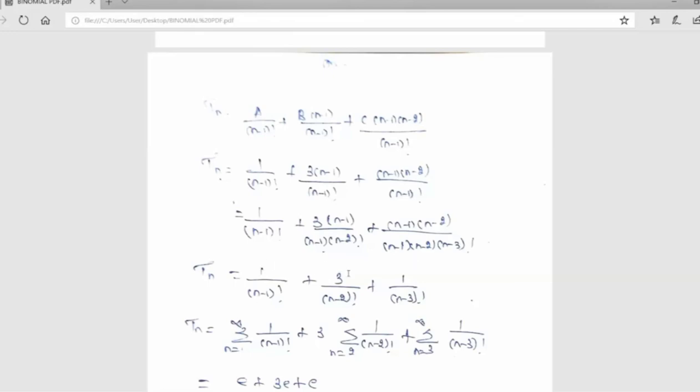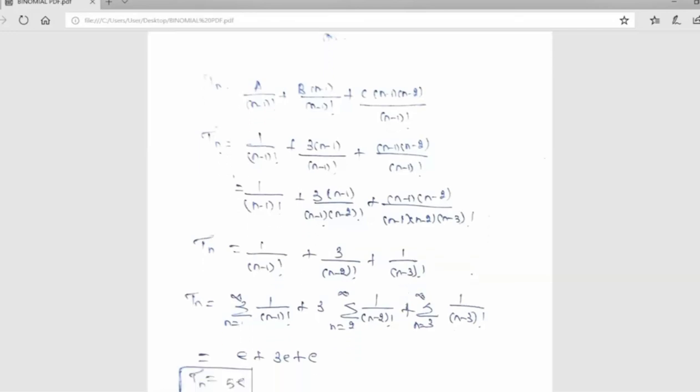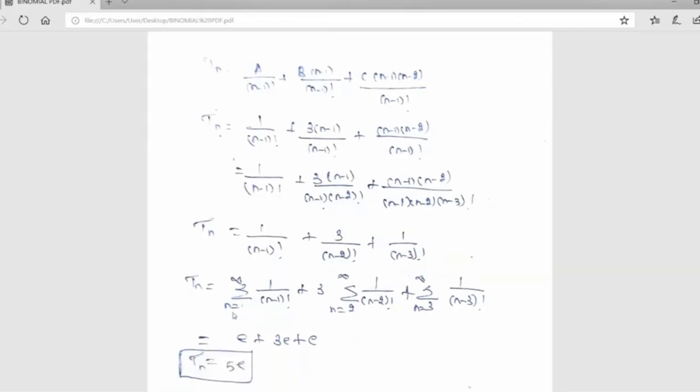You have to cancel your numerator and denominator. You should not have any n in the numerator. In such a way you have to write the factorial there. So you'll get 1 by n minus 1 factorial plus 3 by n minus 2 factorial plus 1 by n minus 3 factorial. And then you have to start your value from n equal to 1, because with n minus 1, n starts from 1 to infinity. With n minus 2, n starts from 2 to infinity. With n minus 3, n varies from 3 to infinity. Likewise, you have to write it.